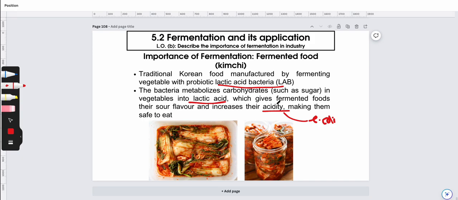Alright, so this is actually the last slide for fermentation. I hope you guys enjoy it. If you have any question about this, please let me know. Alright, so these are all you need to know. Please remember some of the keywords.